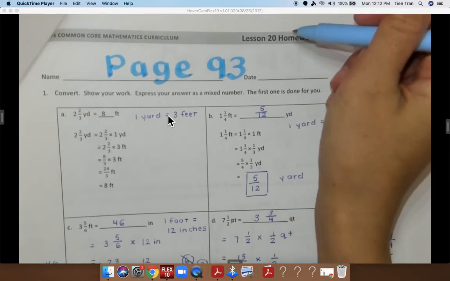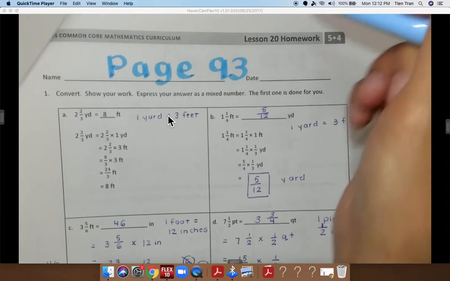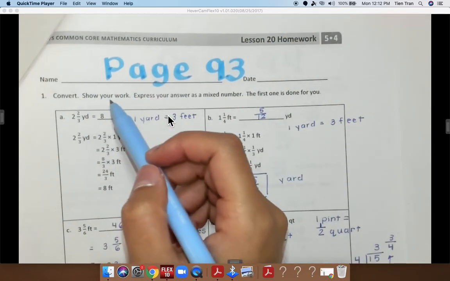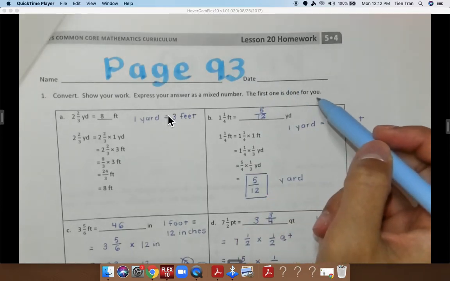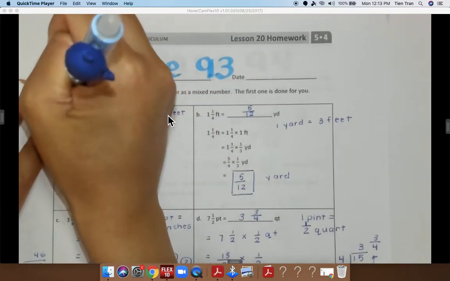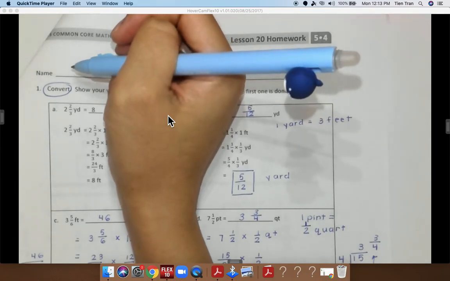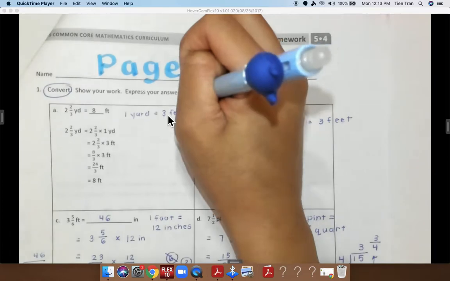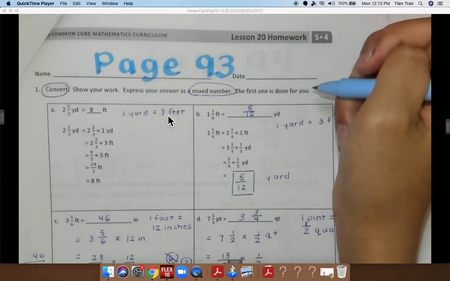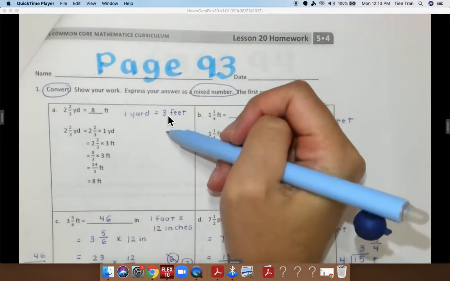We are on lesson 20 homework, page 93. The question here says, convert, show your work, express your answer as a mixed number. The first one is done for you. So I need to make sure that I know my conversions in order to solve for these problems. And then they ask you to express the number as a mixed number if needed. So the first one is done as an example.